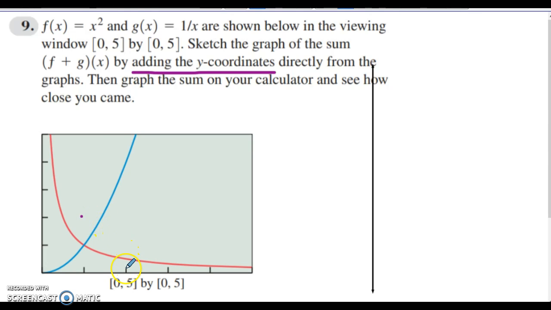Let's see. This one right here, I can see that I'm at like 1/2. And then if I go up 2, I'm at 4, because I just know that. So I add the two of them together. 4 plus 1/2 is 4.5.